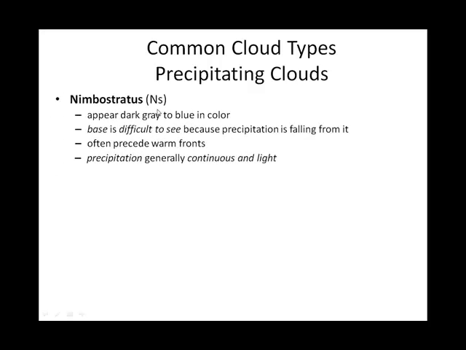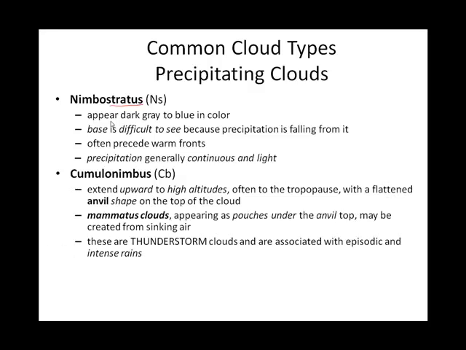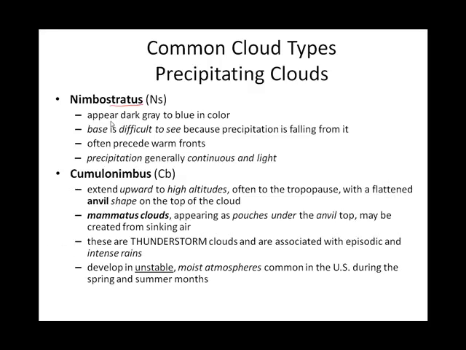So there's two types of precipitating clouds. There's nimbostratus, one of our low-level, flat clouds. When we talk about weather fronts, nimbostratus clouds are generally associated with warm fronts. When it rains, the precipitation from a nimbostratus cloud is nice and gentle and can last a long time. The precipitation associated with a cumulonimbus cloud, not so much. It is intense and short-lived in general.